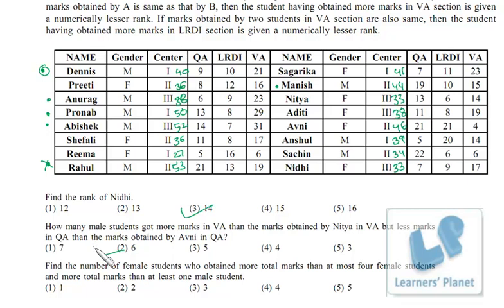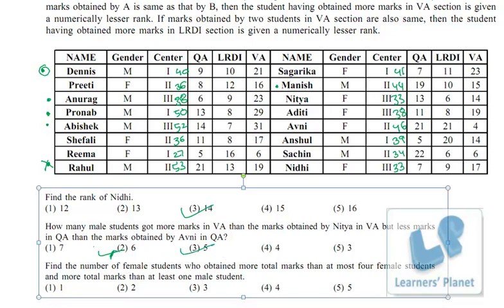I'm sorry, but 5 students only meet both the criteria. Rahul is not there in QA section, and here, so we can exclude Rahul. Remaining 1, 2, 3, 4, 5 students fulfill both the criteria. So the answer will be 5. Okay.